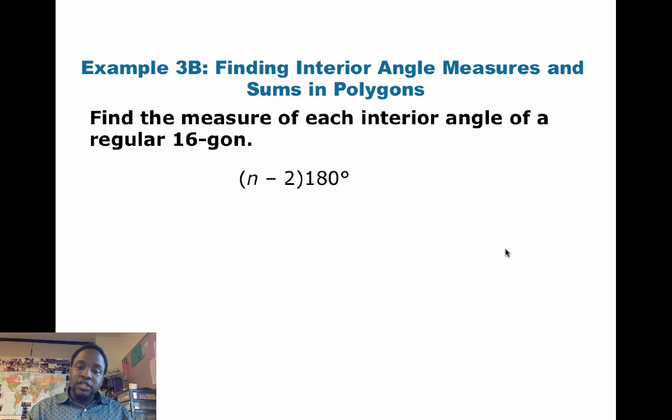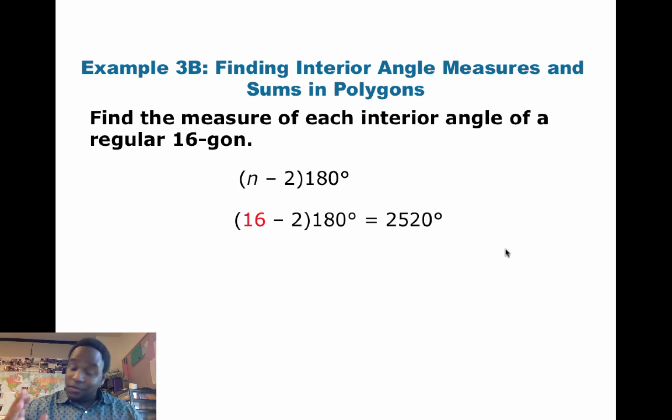So I'm going to first find the sum of the interior angles of a 16gon, or a 16-sided polygon. So n in this case would be 16. So it would be 16 minus 2, 14, times 180, which is 2,520.